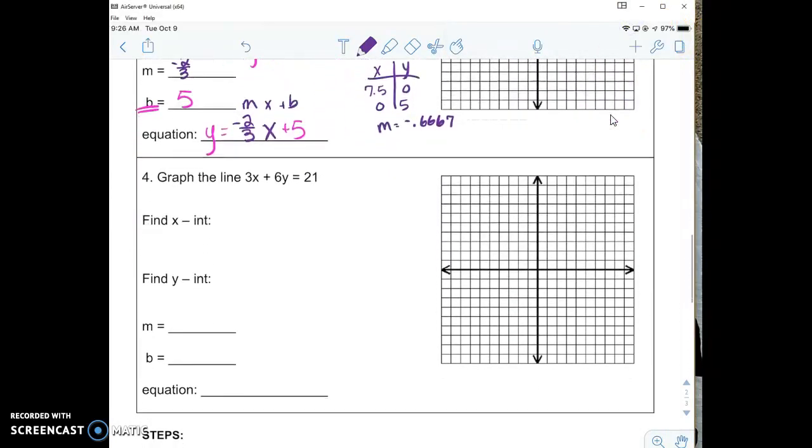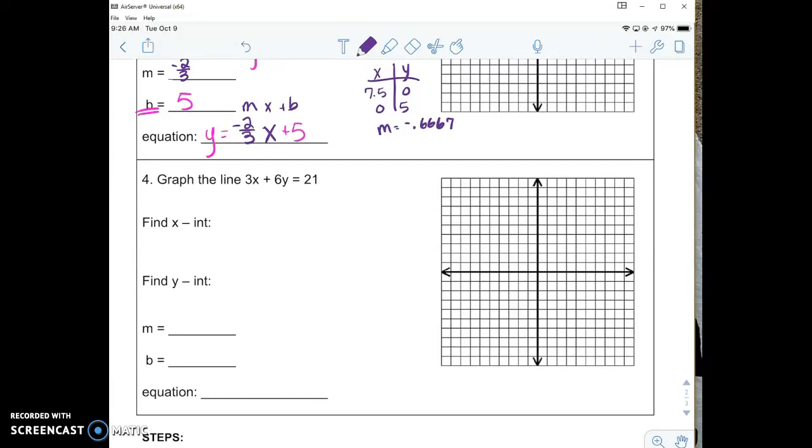Number 4, graph the line 3x plus 6y equals 21. Remember, for the x-intercept, the y value is 0, or I can cross off the part that has y. So 3x is equal to 21. I divide by 3 on both sides, and I get that x is equal to 7. So my x-intercept is the point (7, 0).